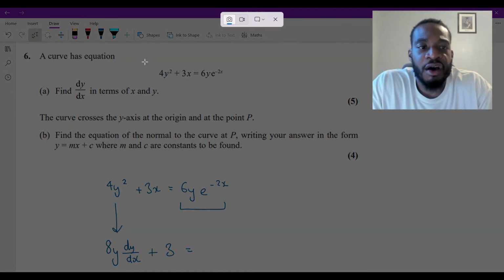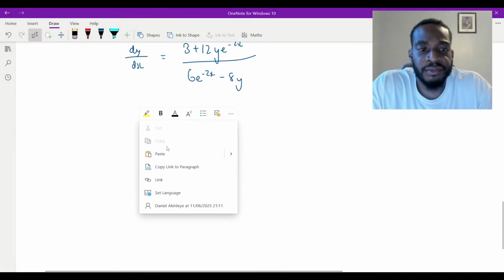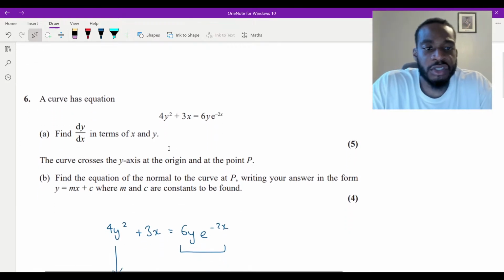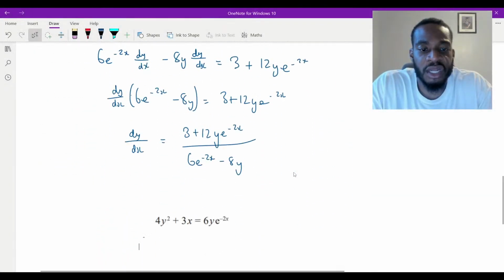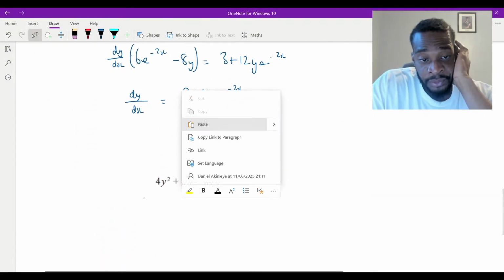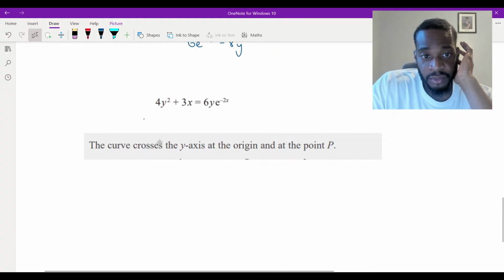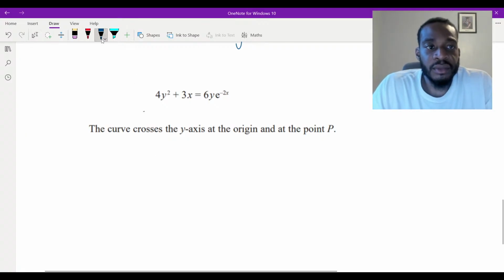So I'm going to get the curve again, right? So that's the curve. And then it crosses the y-axis at the origin at the point P. So it crosses twice. So there's going to be 2 solutions. Yeah. So from there, crosses the y-axis. That tells me that x is 0. So I'm going to plug in x equals 0 into there.